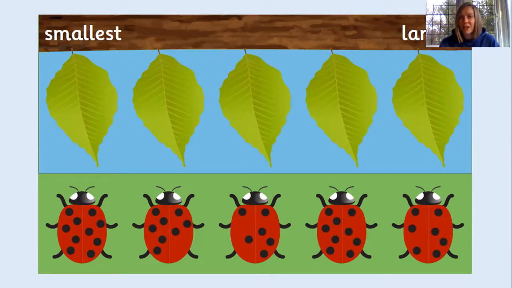And look how I'm asking you to order it. I would like you to put the ladybird with the smallest number of spots first, and then the biggest number will end up at the end. So you are going to be ordering your numbers from the smallest to the biggest, the largest number. So first of all, count up the spots on each ladybird and then have a go at ordering them from the smallest to the largest. Pause the video here and come back when you've had a go.